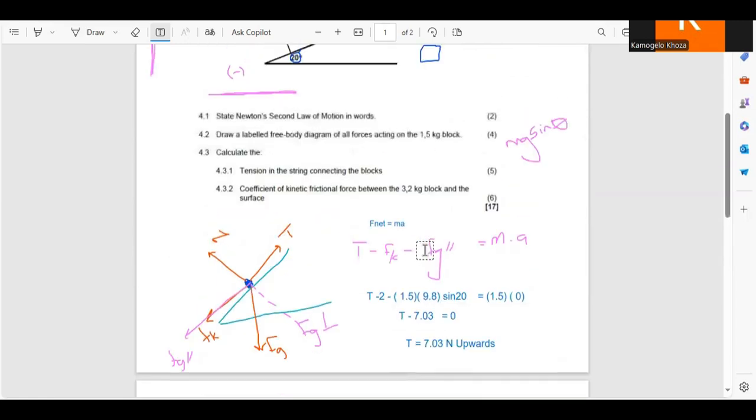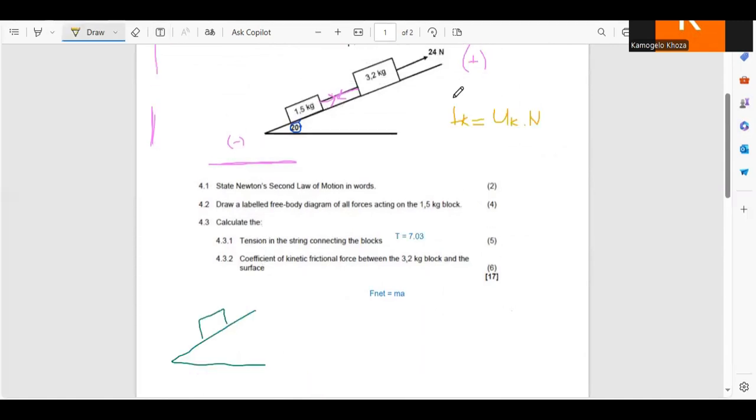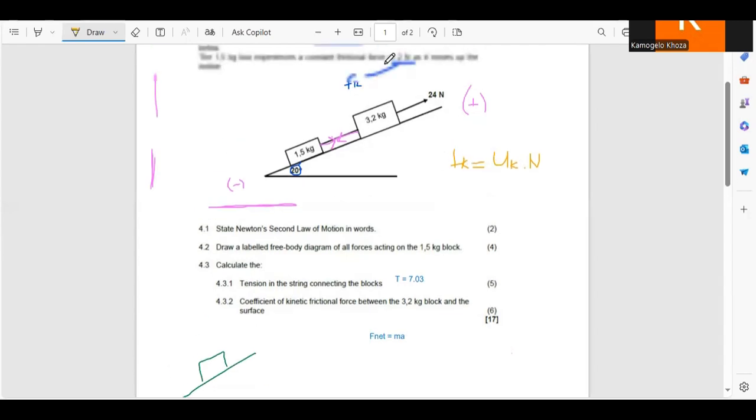Now let's look at the next question. The next question says we must calculate the coefficient of the kinetic frictional force between the 3,2 kg block and the surface. Now remember the formula for your kinetic frictional force. It is your mu k, which is the coefficient of your frictional force, multiplied by your normal force. In this case, they're requiring us to calculate this mu k, the coefficient of our kinetic frictional force. Now let us see, what do we first need to identify or rather calculate in order to go about finding our coefficient? We need to be able to determine the frictional force on the 3,2 kg block, because we are only given friction for the 1,5 kg. So this is the first thing we would need to calculate, our frictional force. Secondly, we need to calculate the normal force on the 3,2 kg block.